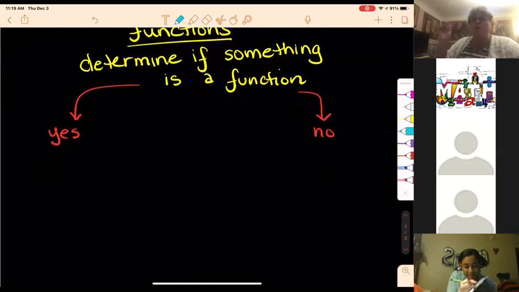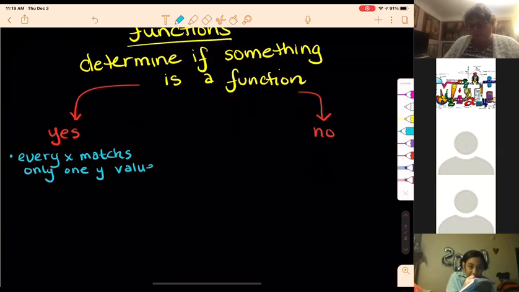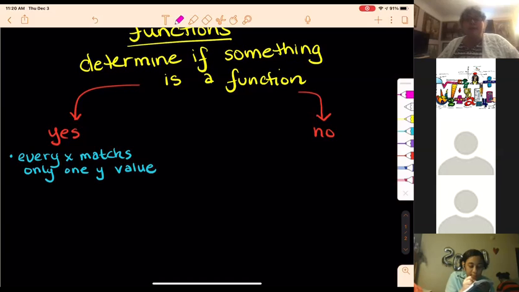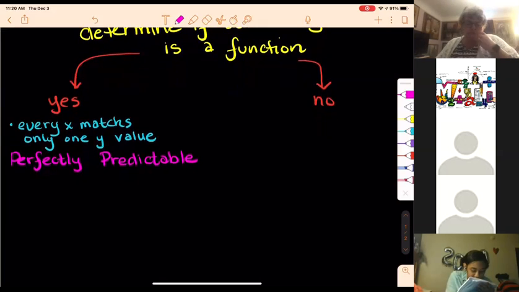So if it's a function and we know that yes, it's a function, that means that every x matches only one y value. Now, in math terms, we would say that that means that it is perfectly predictable. Okay, so let's talk about this in terms of the real world.